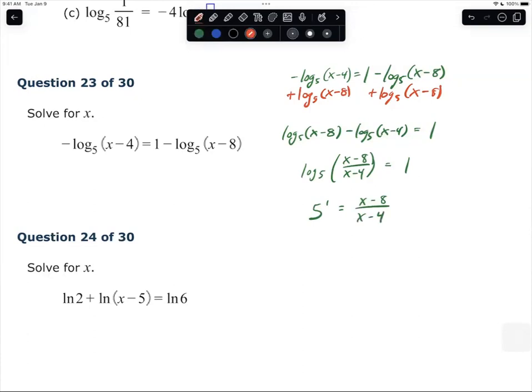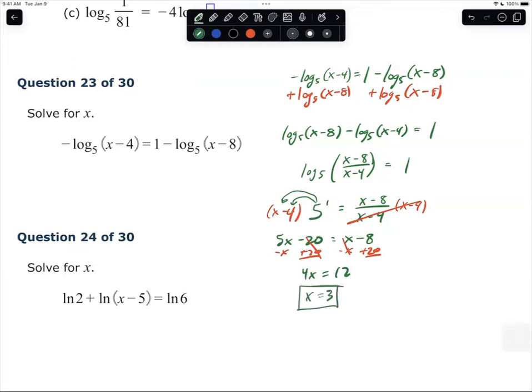We solve for x. How would we solve this for x? Very good. Nice. All right. And so 5 to the first power is just 5. So we'll distribute that and we get 5x minus 20 equals x minus 8. And we could subtract x. Add 20 on both sides. 4x equals 12. Good. And so x equals 3. If we divide by 4 on both sides, x equals 3.